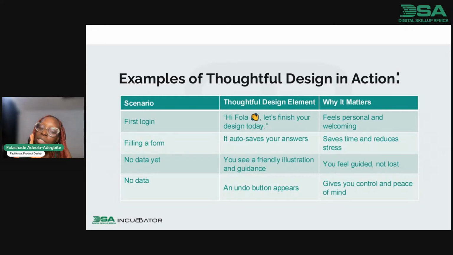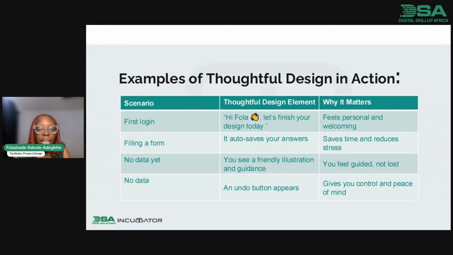But imagine that you now see a friendly illustration, an empty state illustration, and you also see guidance on how to add data or whatever you want to do. Or sometimes you see "no product yet," then you see guidance: click here to add new product. It gives you a button. That is a thoughtful design. You're not just putting "no data" there and the user is wondering, so what's next? With this, you feel guided and not lost. You know what to do.